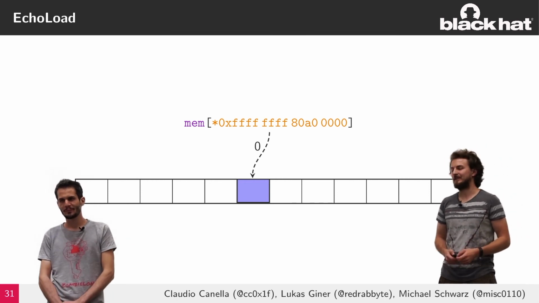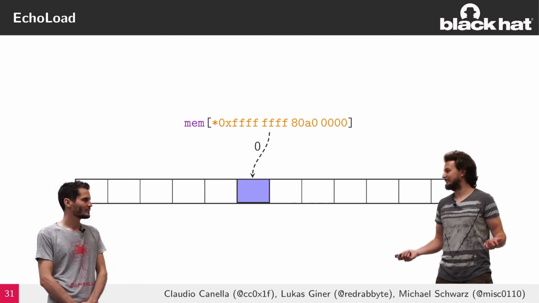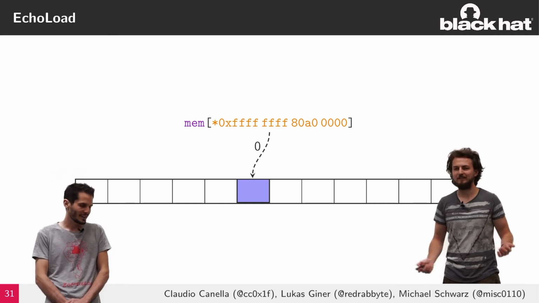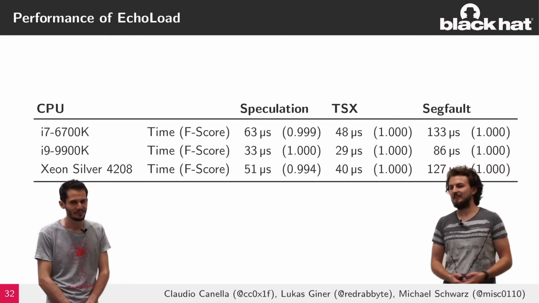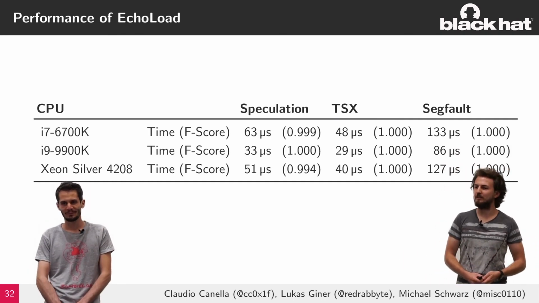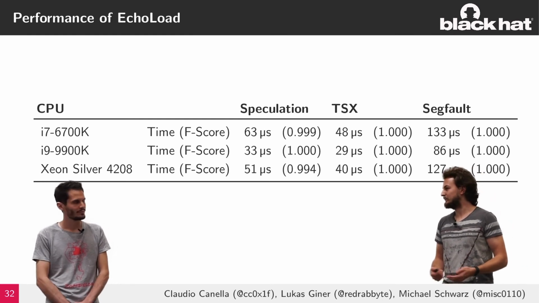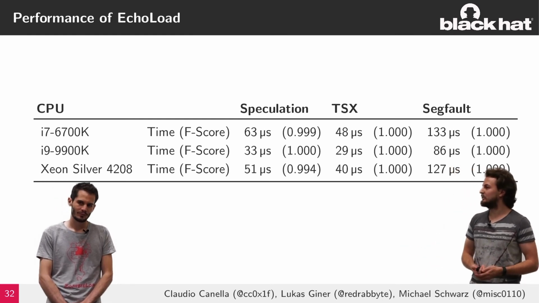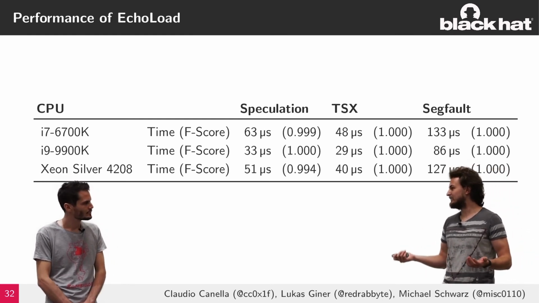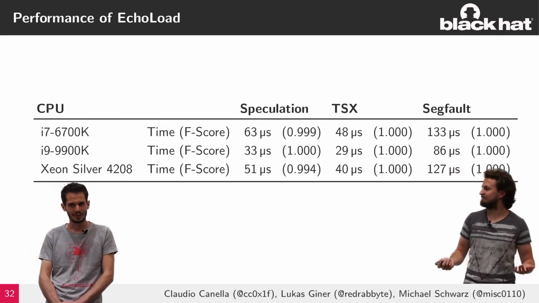But the question then is always, what's the performance of EchoLoad? Because that's what we care about. In the end, we want numbers, we want speed. Yes. We evaluated it on several CPUs with mitigations and without mitigations, because it also works on those without mitigations, because then it's simply Meltdown. Right.